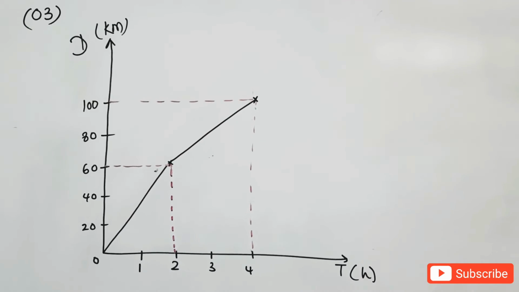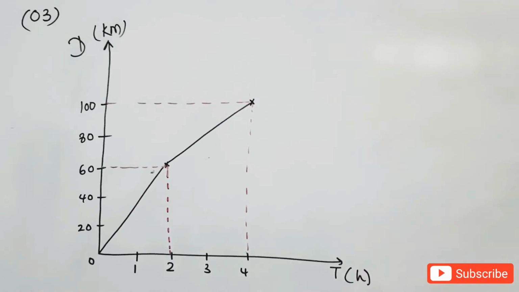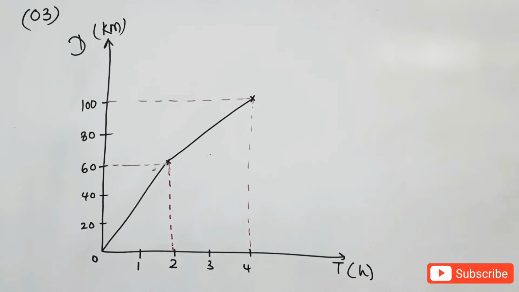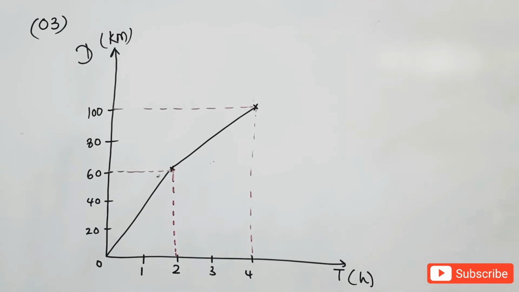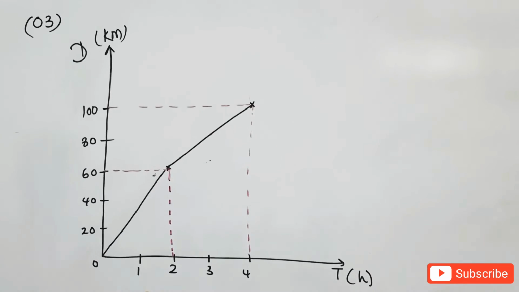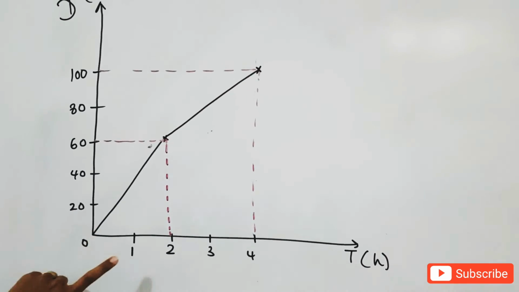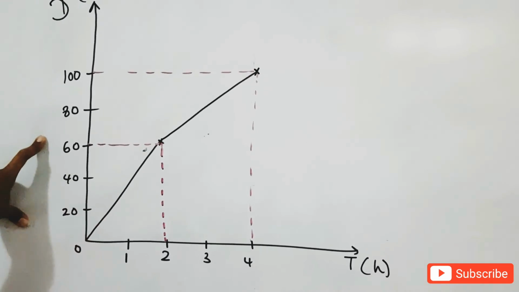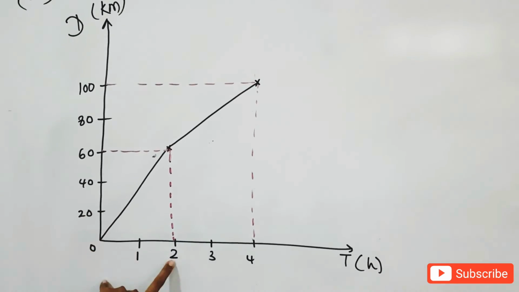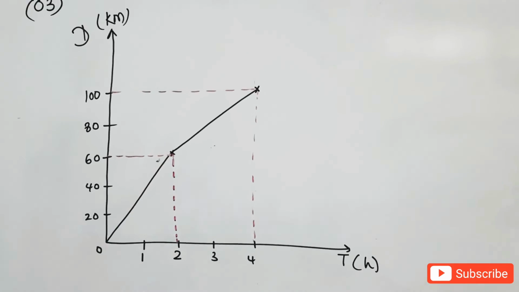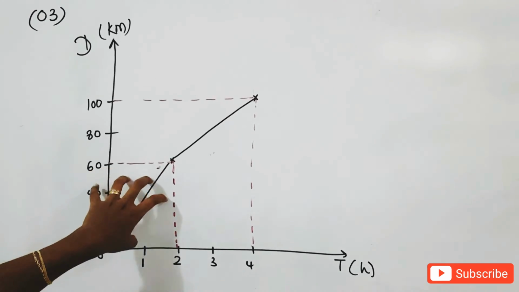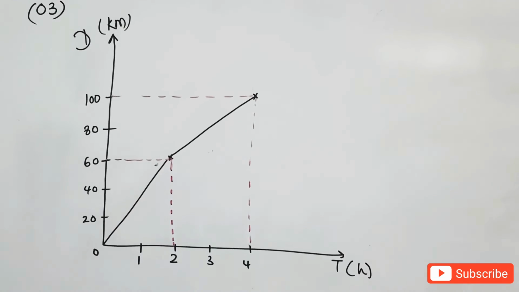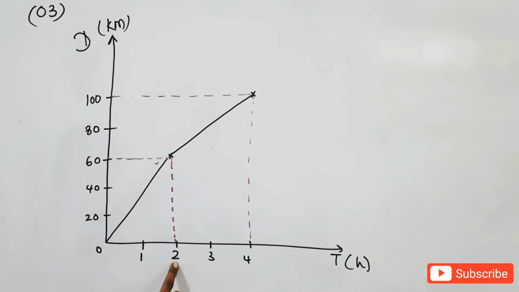So when we do that, in the first part they are telling us it's going at a uniform speed. Whenever it changes its time, it goes with its uniform speed. So in the first 2 hours it goes 60 kilometers. So we mark (2, 60) and join from the starting point to that. That's the first part.